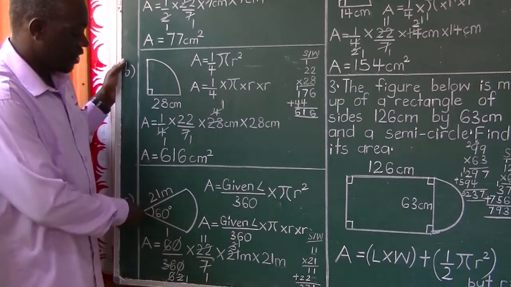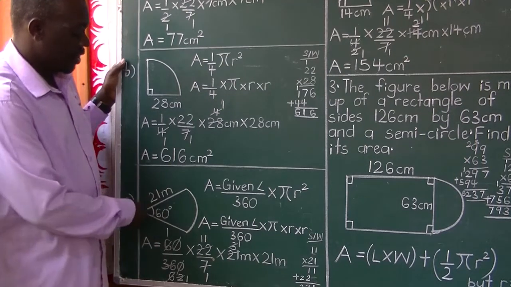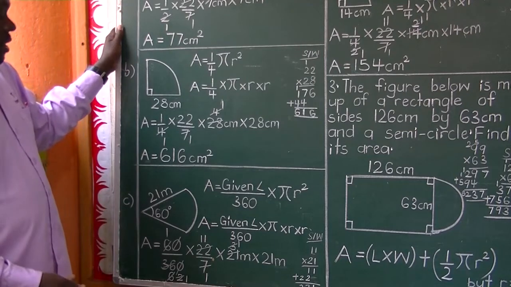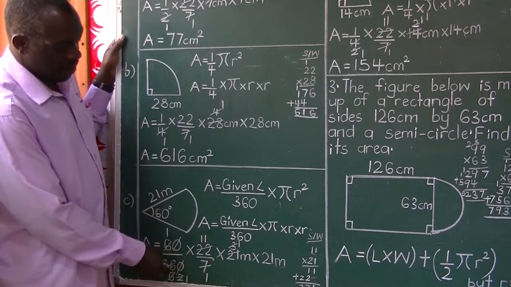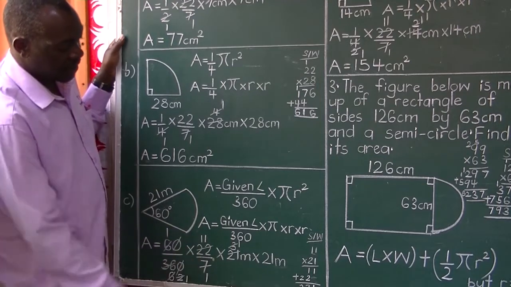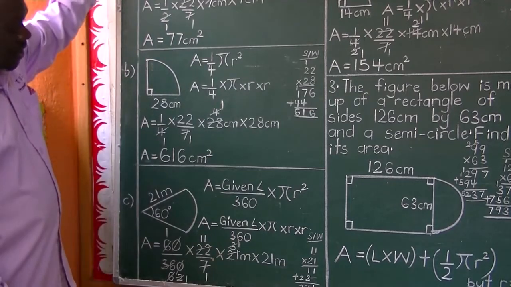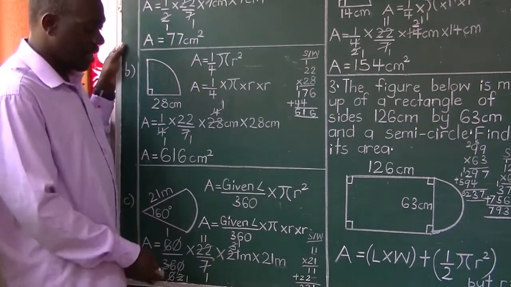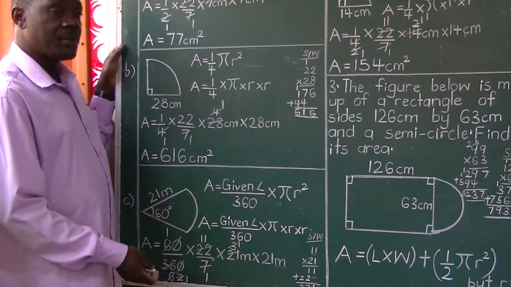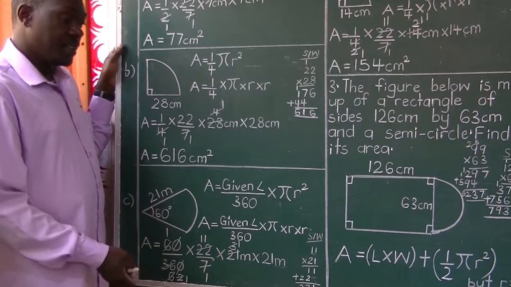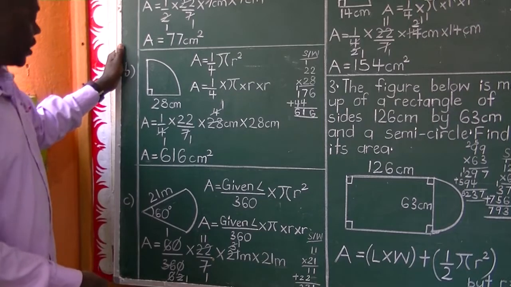We say given angle out of 360 times pi times radius squared. So this flat surface is the radius. Since it's a radius and since 21 is a multiple of 7, we shall use 22 over 7. So area equals the given angle of 60 out of 360 times 22 over 7 times radius, which is 21 meters, times another 21 meters, actually not centimeters. Be careful with the units, they are meters. Ensure you substitute accordingly and then see if you can cancel, after detecting a common divisor.